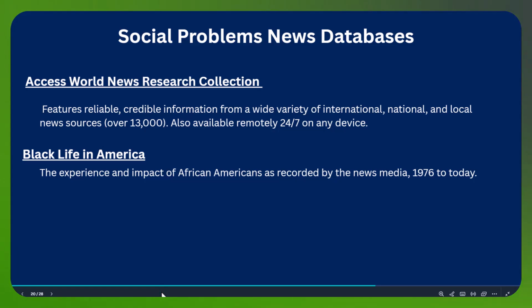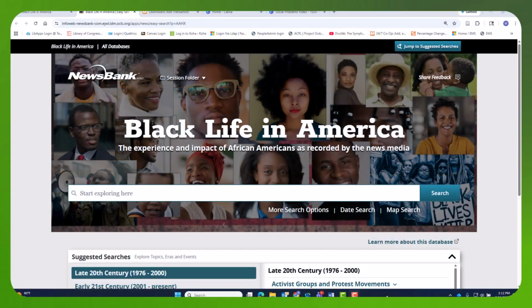The second news database is called Black Life in America. It covers the experience and impact of African Americans as recorded by the news media. It covers from 1976 to the present.